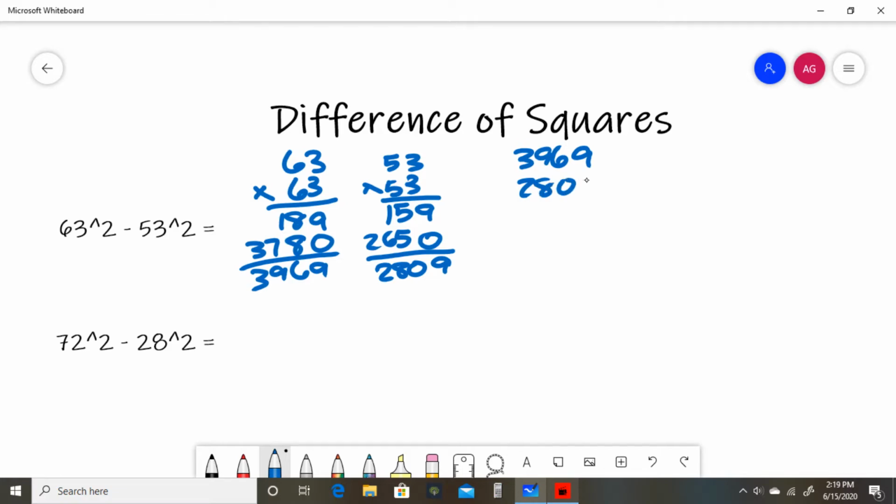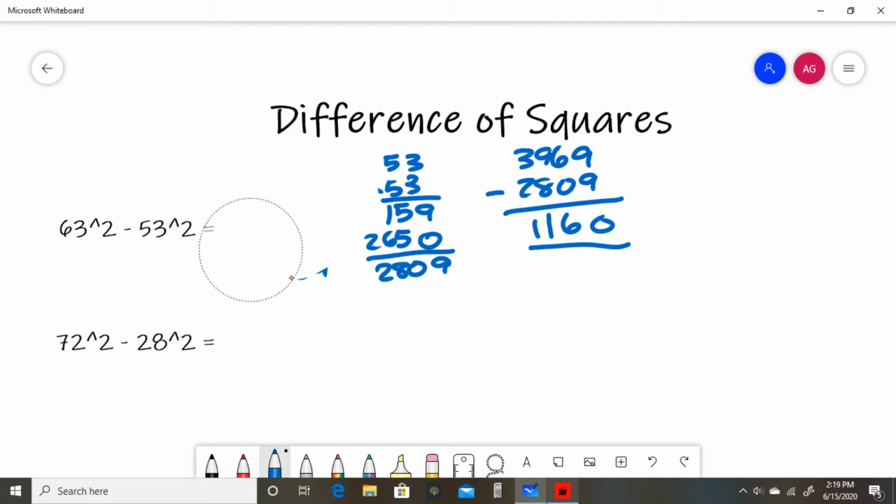This may seem pretty easy, but on number sense, sometimes they need you to do this in your head. So I'm going to show you how to do that right now. So the difference is 1,160. But now I'm going to show you a faster way.